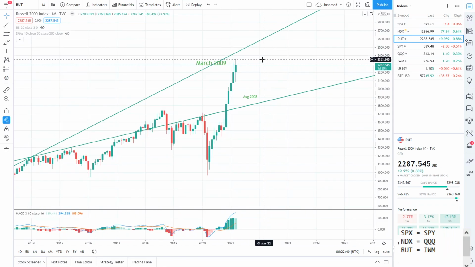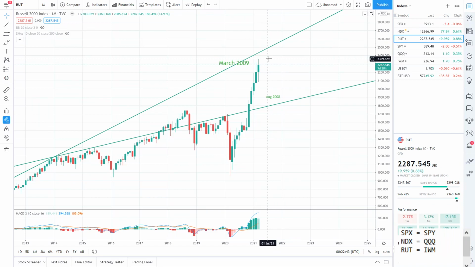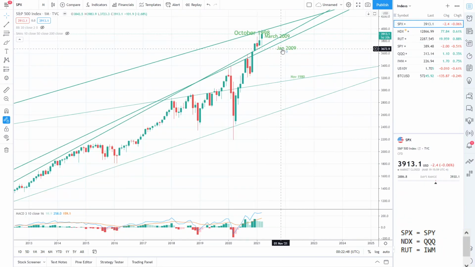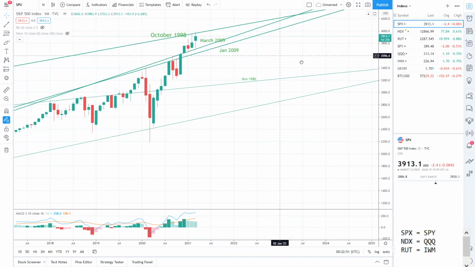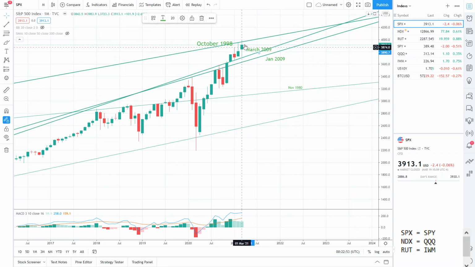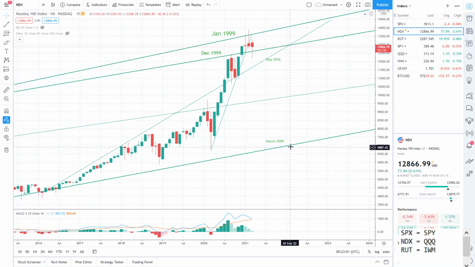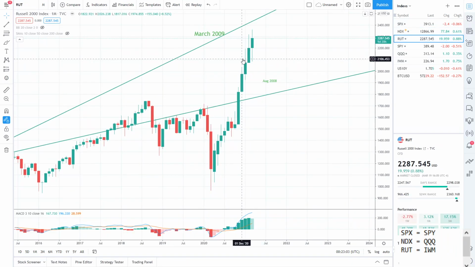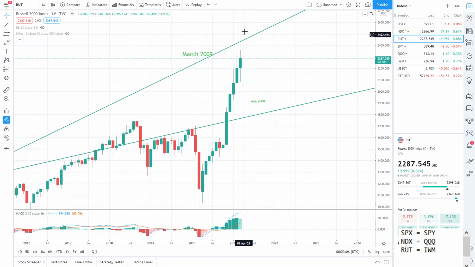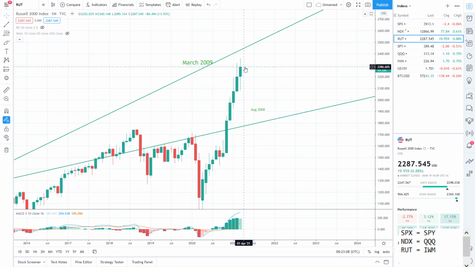We still have some ways to go on the Russell 2000, which is a very bullish sign because if we look at the March levels for the SPX, we crossed above it. We're well above it. And the NDX, this is the March 2009 level on the NDX. So it doesn't even make sense to look at this. But for the RUT, there's still a lot more room to go, which is why right now the value stocks are outperforming the growth sector like crazy.